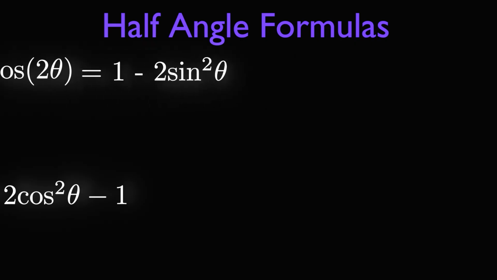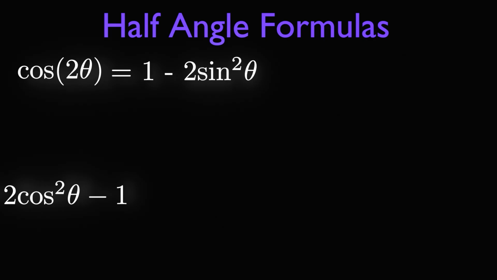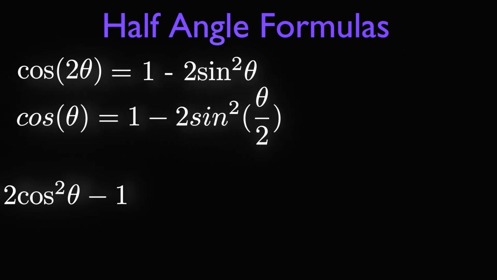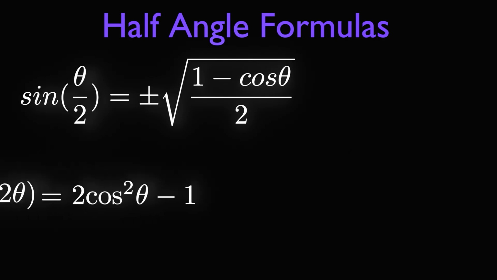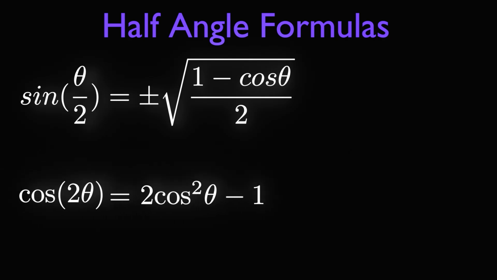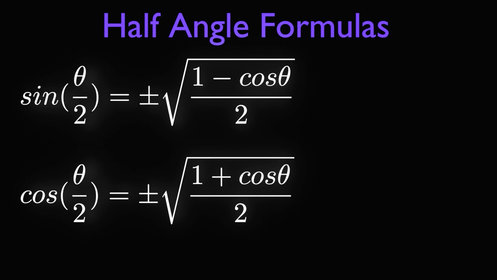Let me show you. If we take this and half all the angles, we get cosine theta is equal to 1 minus 2 sine squared theta half. We can then solve for sine theta half and get plus minus square root of 1 minus cosine theta all over 2. Same thing if we take this equation. We can solve for cosine theta half and get cosine theta half is equal to plus minus square root 1 plus cosine theta all over 2.